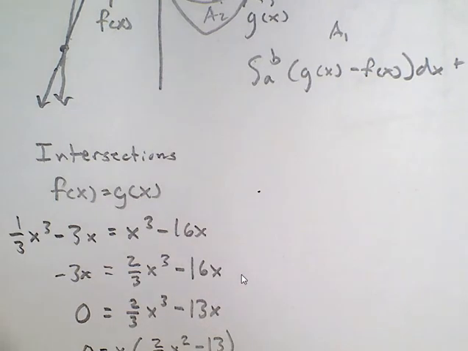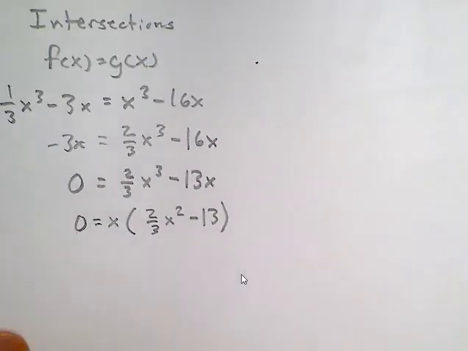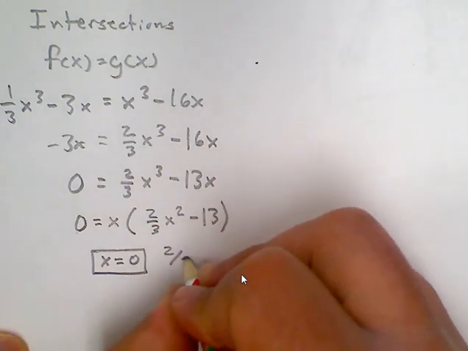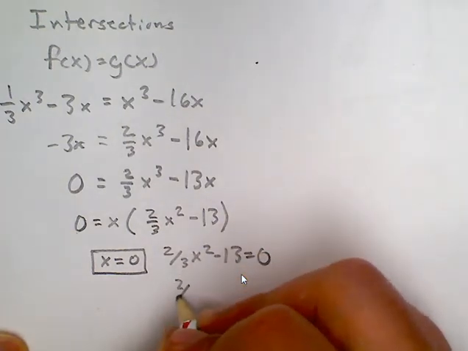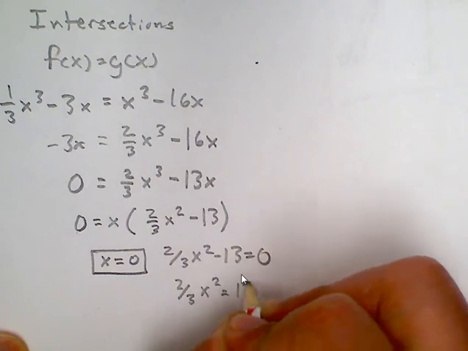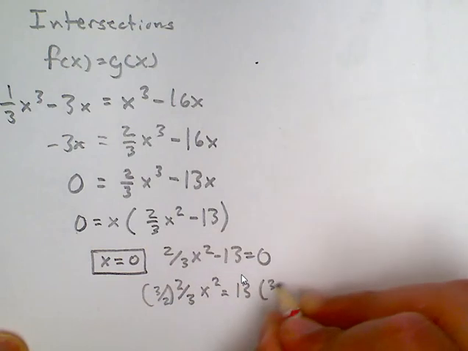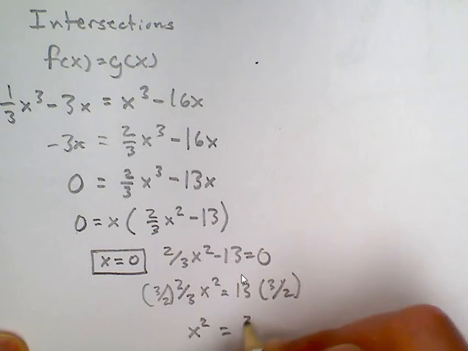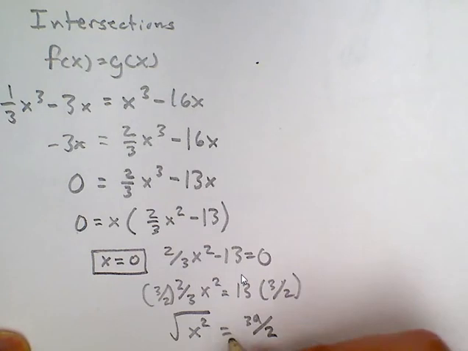Okay, let me bring it up. Now, here's the tricky part that some people forget. I can set this factor equal to 0 and this factor equal to 0. And then I end up with 2/3 x squared equals 13, and I can multiply by the reciprocal 3/2, and I get x squared equals 39/2. Alright, so I take the square root, and x equals plus and minus square root of 39/2.